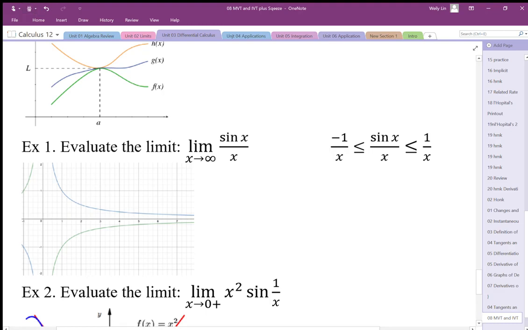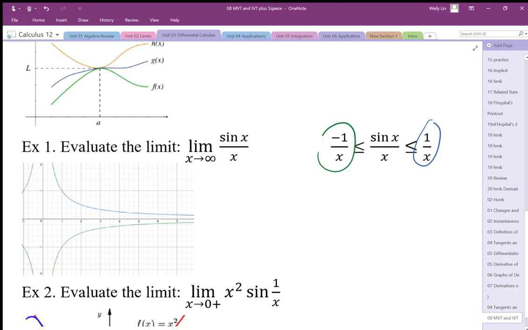If I take the lower one, which is in green here, as we go to infinity it's going to tend towards 0, and from above we can squeeze it with the 1 over x function. This is going down to 0. So as x goes to infinity, it's going to get squeezed in between, and sine x over x is going to end up equaling 0.